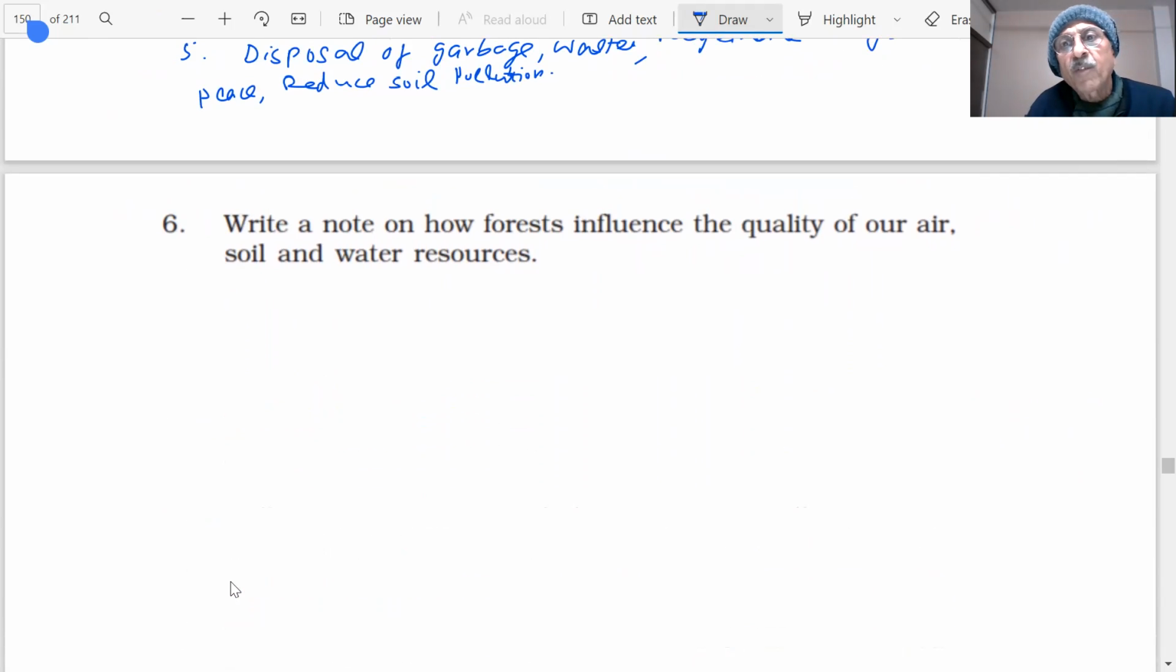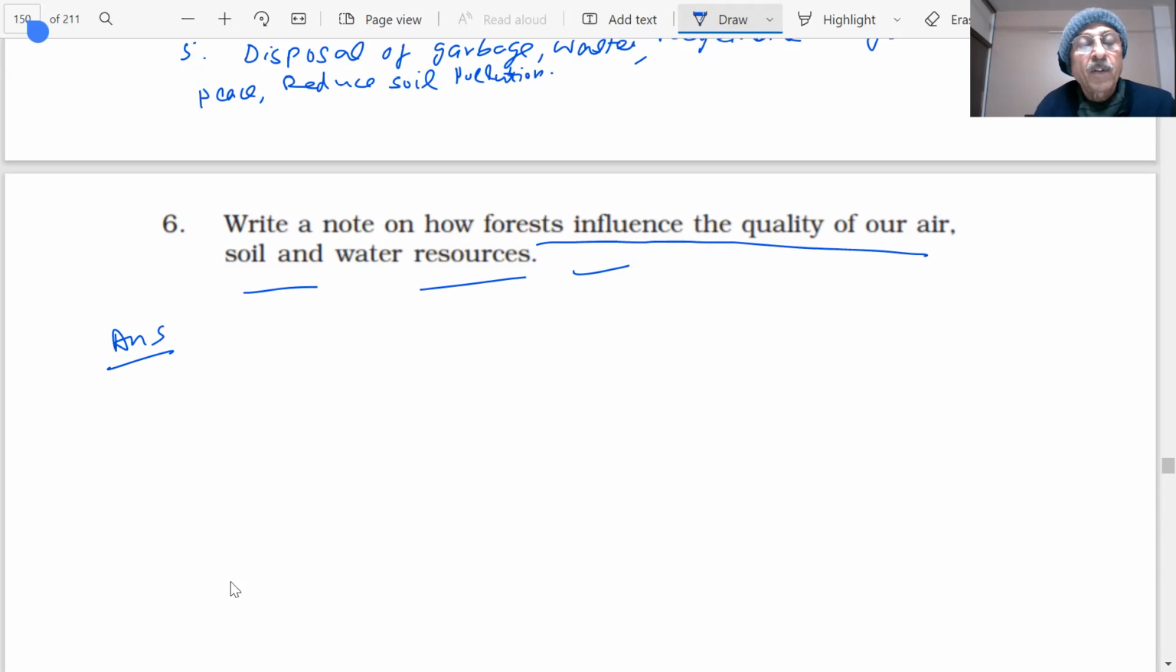Write a note on how forests influence the quality of air, soil, and water. So this is an important question, students. You have 2 to 3 minutes to answer the question. Sir, forests control soil erosion. That's the only thing? Is there something more important than that? Think about it. Forests are very, very important, students.